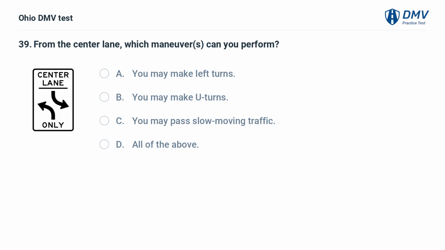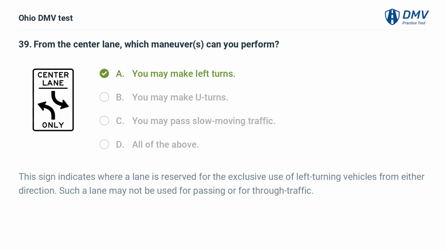From the center lane, which maneuvers can you perform? A. You may make left turns. B. You may make U-turns. C. You may pass slow-moving traffic. D. All of the above. A. You may make left turns. This sign indicates where a lane is reserved for the exclusive use of left-turning vehicles from either direction. Such a lane may not be used for passing or for through traffic.